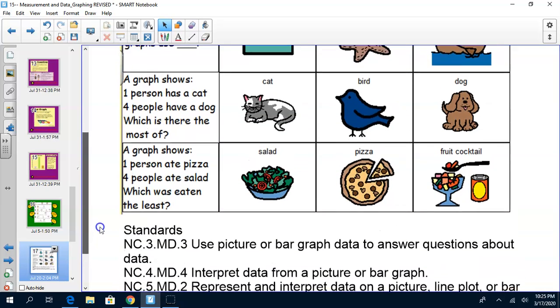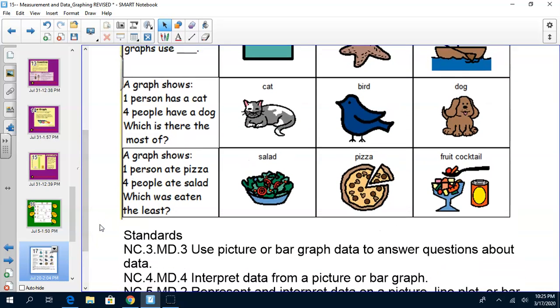Very last one, guys. A graph shows 1 person ate pizza, 4 people ate salad. Which was eaten the least? So again, if we have 1 person that ate pizza and 4 people that ate salad, think about the less or least amount. In this case, it would be the pizza of 1.